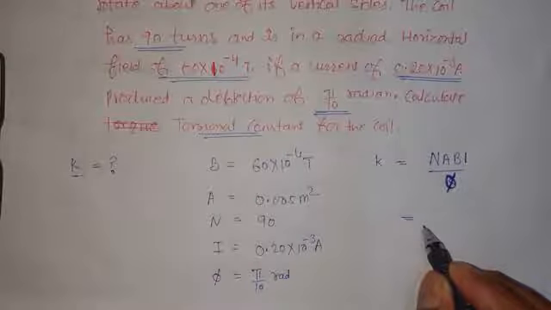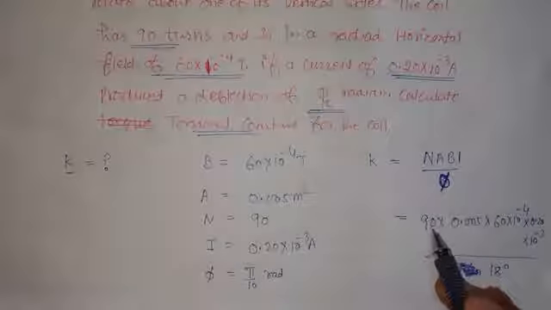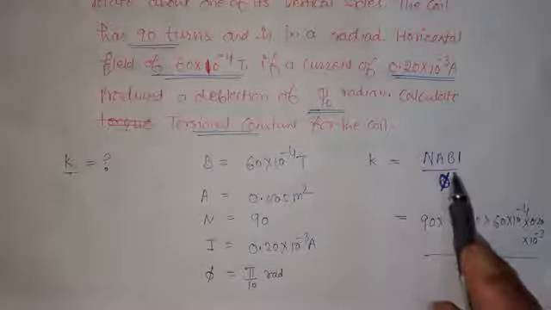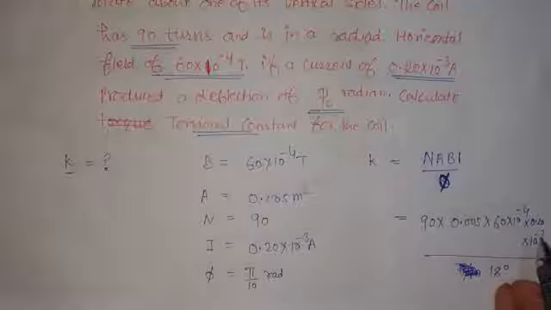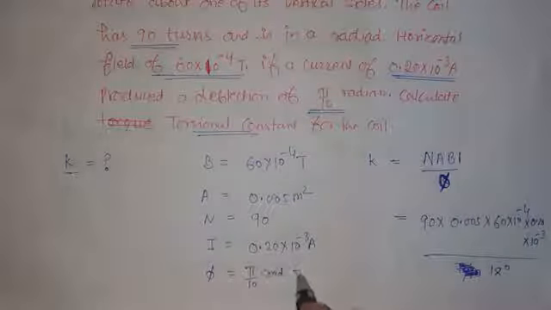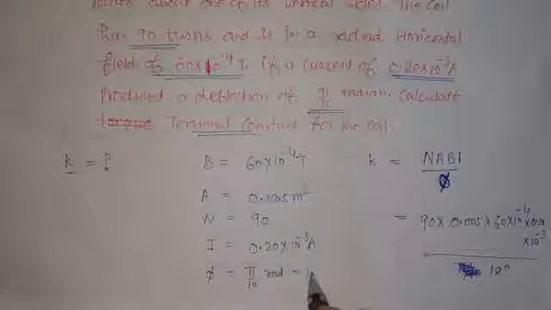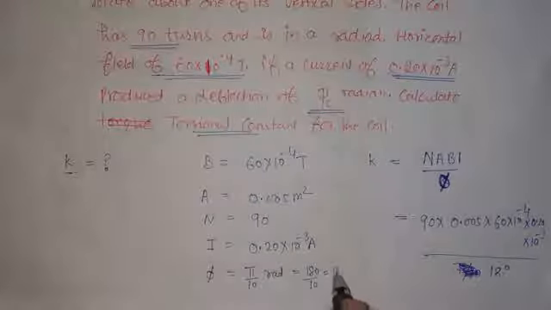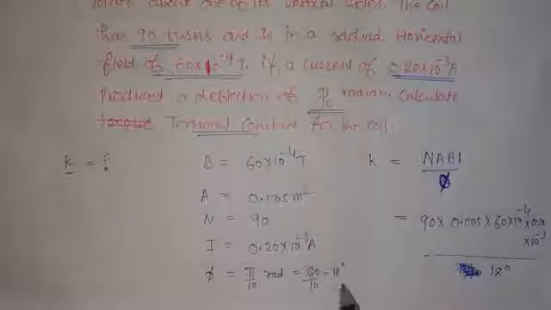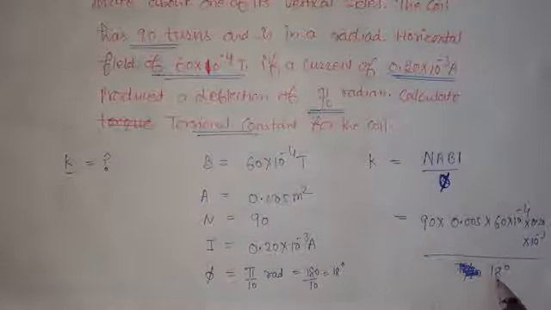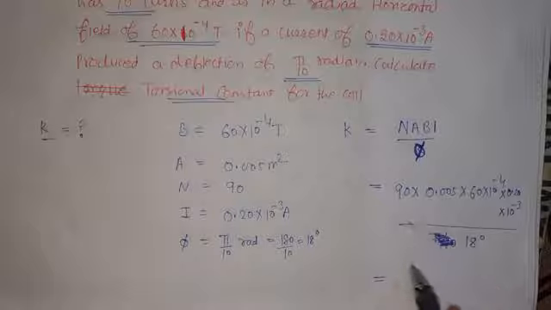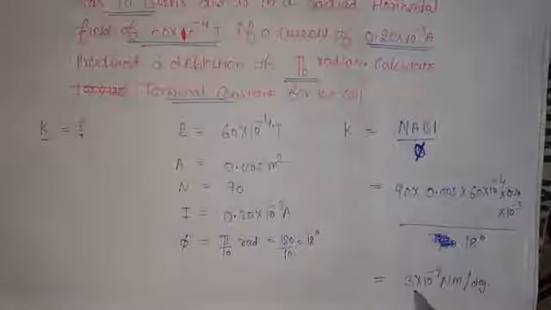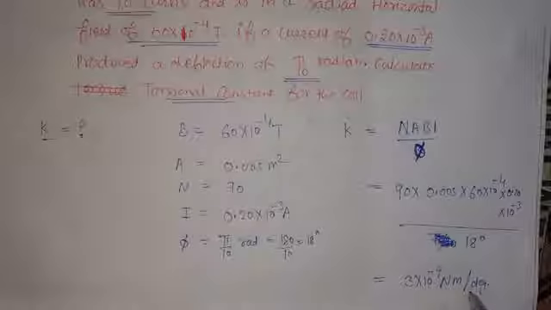Therefore, here n is the number of turns, 90, area is 0.05, magnetic field is 60 into 10 to the minus 4, current is 0.20 into 10 to the minus 3, and then the deflection produced. It is given in radian, so we should change it to degree. So pi is 180 upon 10, which in turn is equal to 18 degree. So this is the deflection in degree, and therefore I kept the value of phi as 18 degree. On solving, we get the final answer as 3 into 10 to the minus 9 Newton meter per degree.